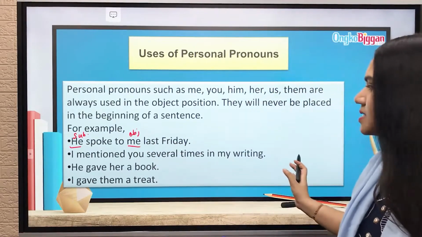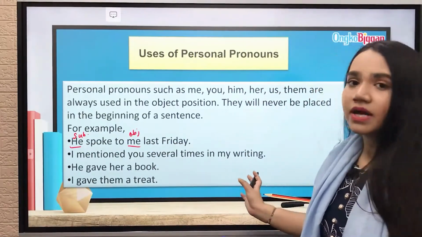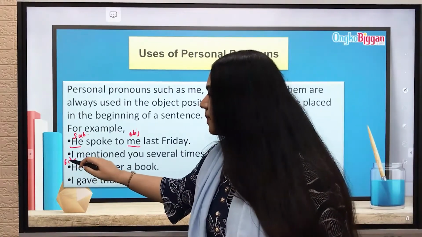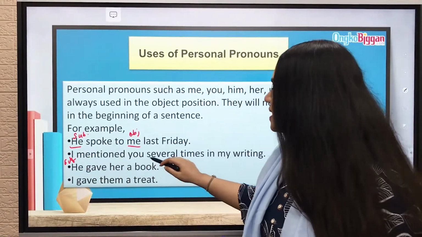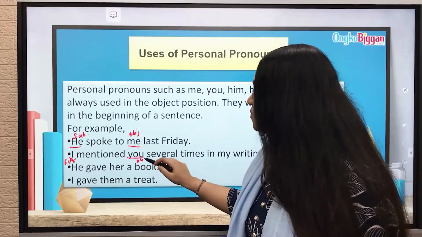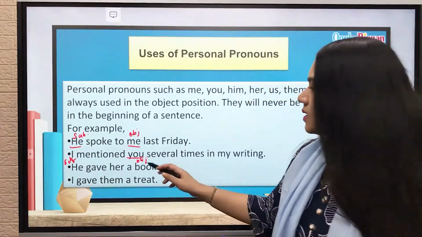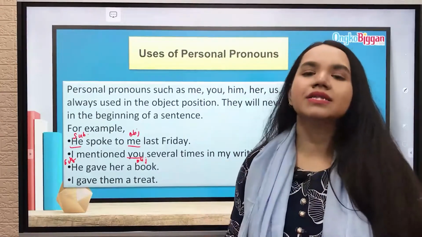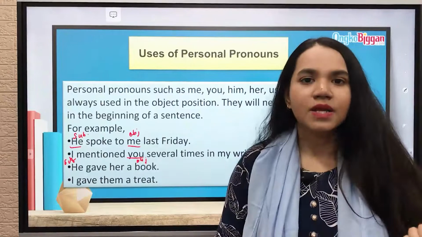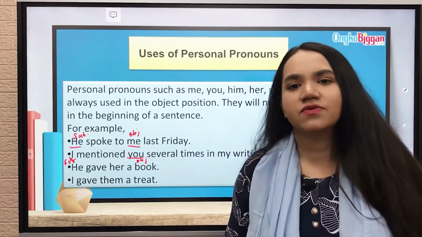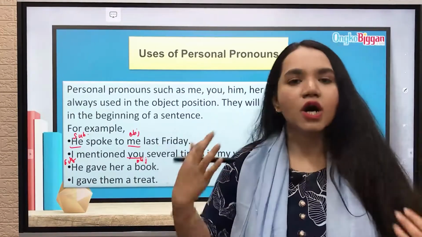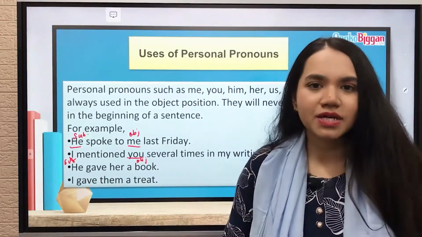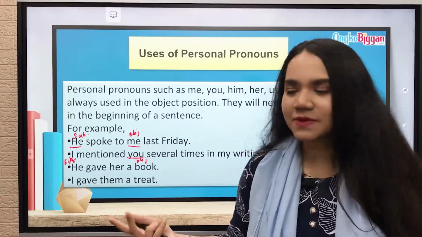Let's look at the second sentence. "I mentioned you several times in my writing." In this case, I is the subject, mentioned is the main verb, and then we have you. You is the object. So now you might say you is continuously you. You, both in the subject and the object, are the same. In this sentence, even if you did not identify whether you is an object or a subject, it doesn't matter because it always stays in the same form.